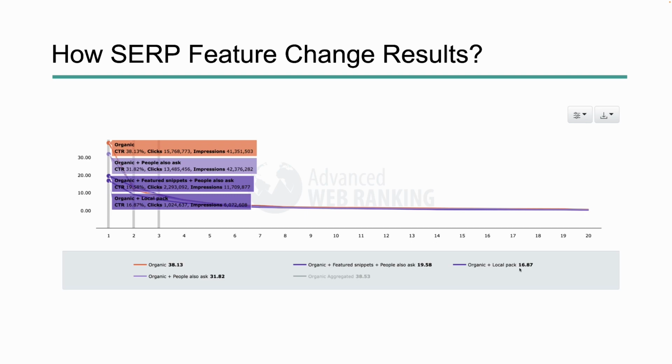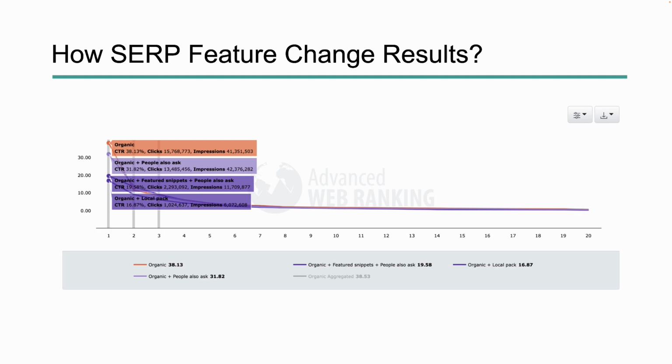And when we add a local pack, it goes down even further. We're talking about 16% of the clicks. And why is that? Well, the user behavior is starting to change, right? Maybe they're asking a question and the people also ask is helping prompt them to go deeper, maybe ask a different question, or maybe the featured snippet answers the question, or maybe it's just jumbled the ranking so much that it's really hard to see position 1 now.